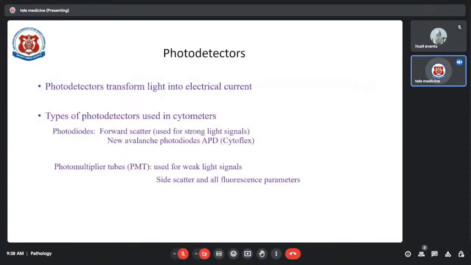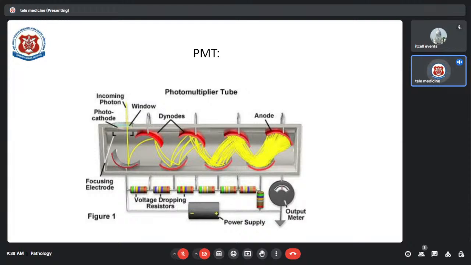So, what is the purpose of the photodetectors? It transforms the light into electric current. The types of photodetectors that you can use in the flow cytometer are the photodiodes or the photomultiplier tubes. This is the basic diagram of the photomultiplier tube. The anode. When the light source strikes it, an electron will be generated. It will go and hit here, and every time it strikes a dynode, it will multiply. You have 1, then 2, 4, 8, 16, 32. That way, the electrons will bang, and you will get a stronger electric signal.